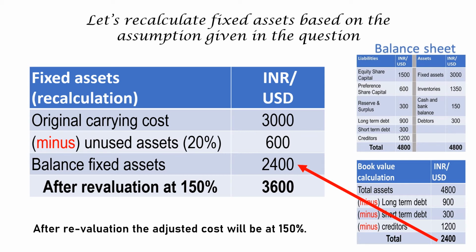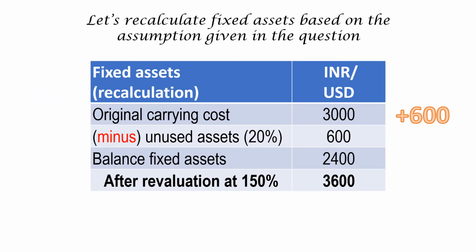Here you will note that the asset value after revaluation at 150%, which is 50% higher, that is a hint from the question, has gone up from 3,000 to 3,600, showing an increase of 600. It could be in million or in lakhs based on what currency you are following in the question. Now let's draw the replacement cost adjusted balance sheet.